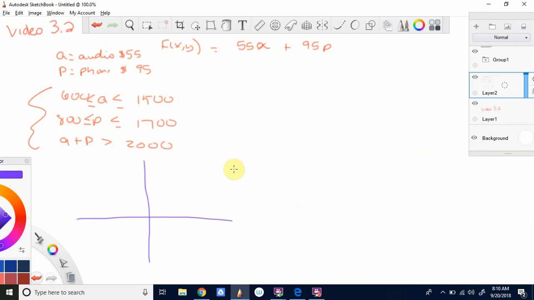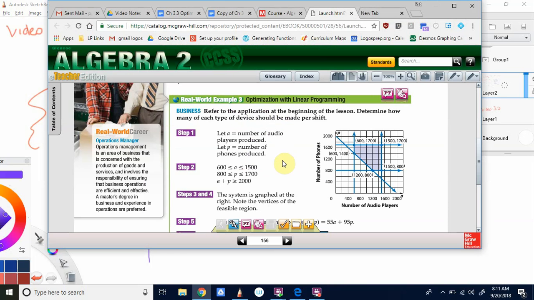So the first thing we want to do, let's rewrite these. A is greater than or equal to 600. A is less than or equal to 1,500. P is greater than or equal to 800. P is less than or equal to 1,700. And then we have A plus P equals 2,000. So we have to first determine which is our A, which is our B. It really doesn't matter because you should get the same answers. It's just going to look a little different.